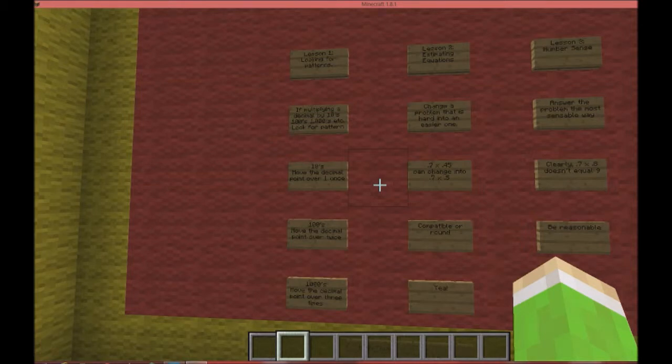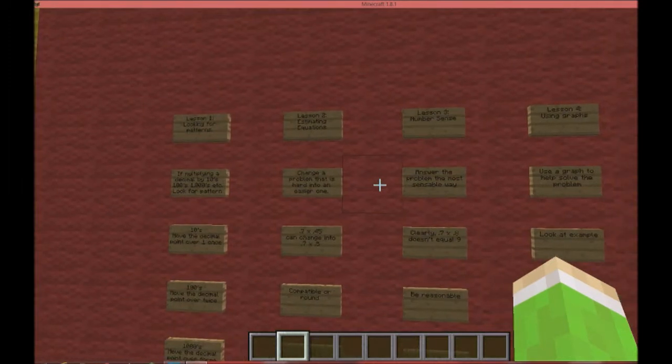Lesson 2. Estimating equations. Change a problem that is hard into an easier one. 7/10 times 45/100 can change easily into 7/10 times 5/10. You can use compatible numbers or you can round. So that's cool. Lesson 3 is number sense.